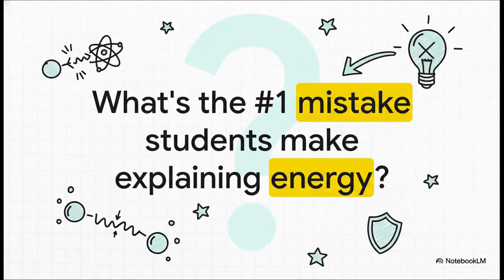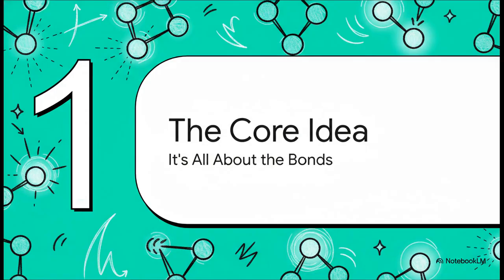So let's just kick things off with a question. What is the number one, the absolute biggest mistake that students make that costs them easy marks on this topic? It's actually way more common than you'd think, but trust me, by the end of this, you'll know exactly how to dodge it. The secret to absolutely smashing this entire topic boils down to one core idea. It's not really about heat, it's not about temperature, it's all about the chemical bonds holding everything together. Once you get this one thing, I promise everything else just clicks into place.